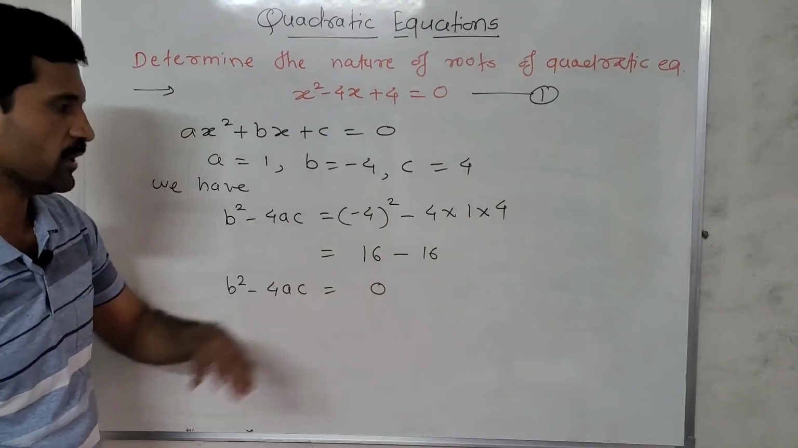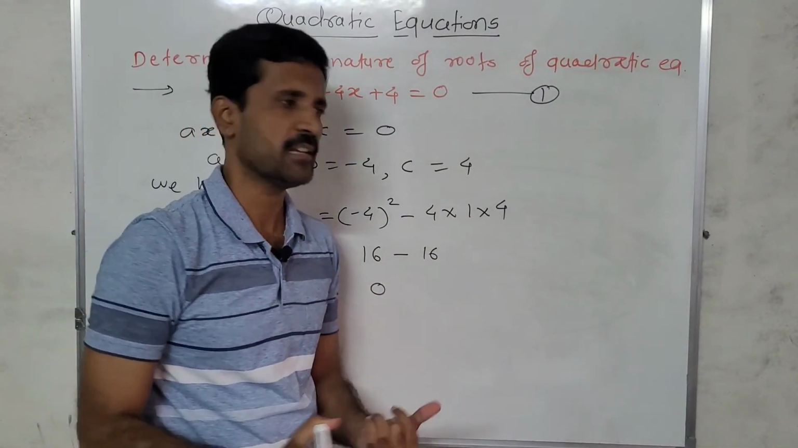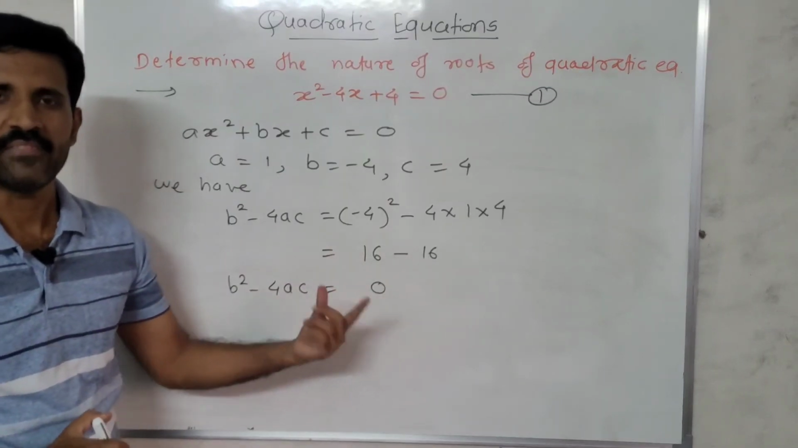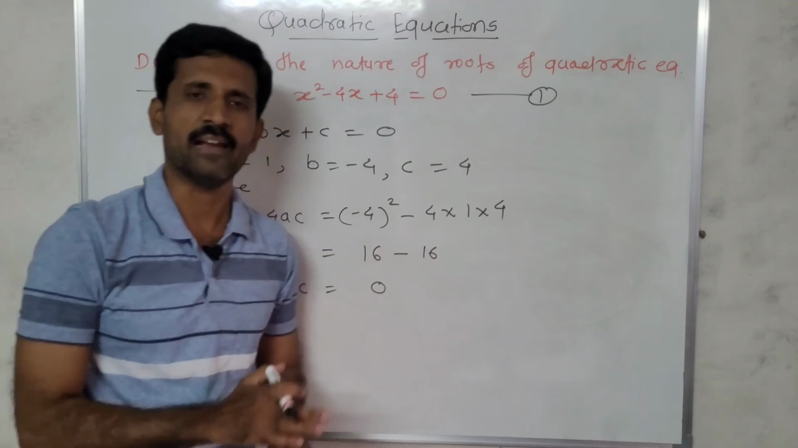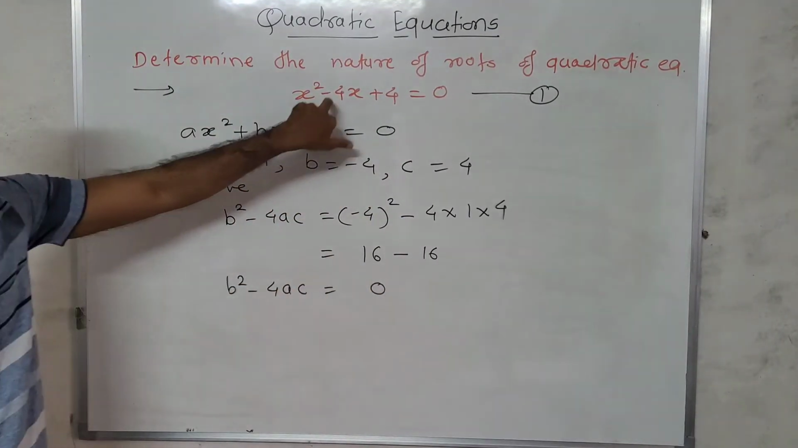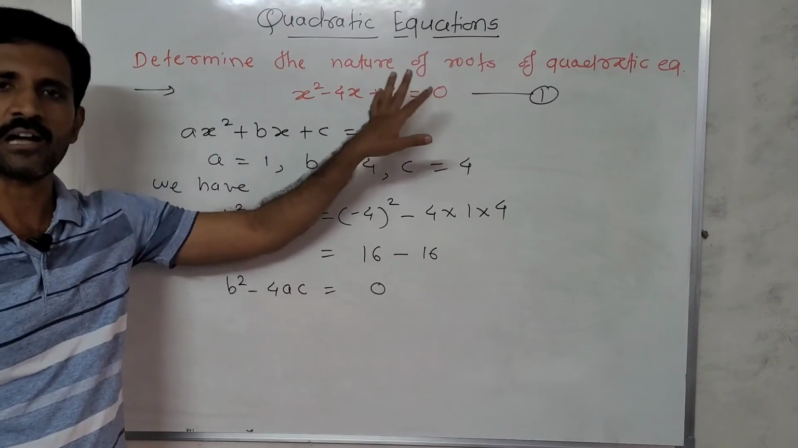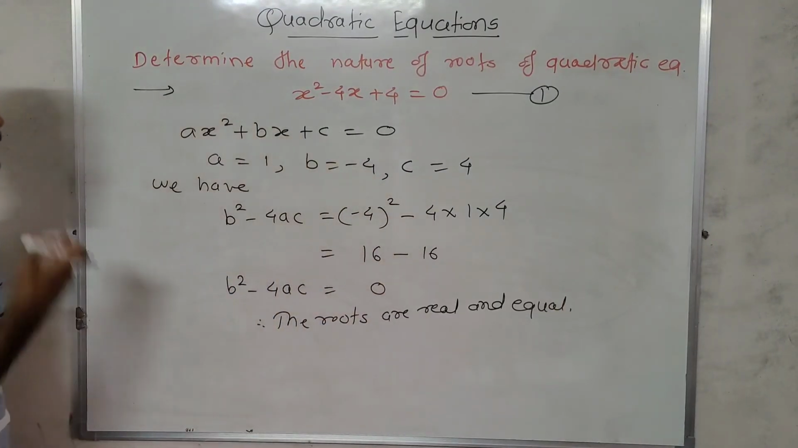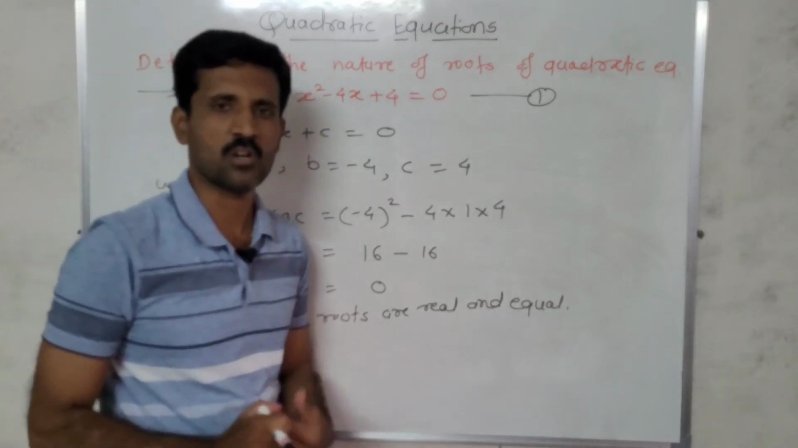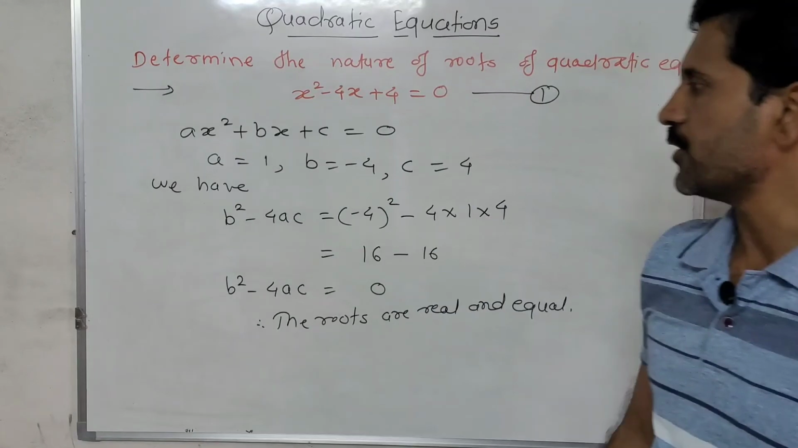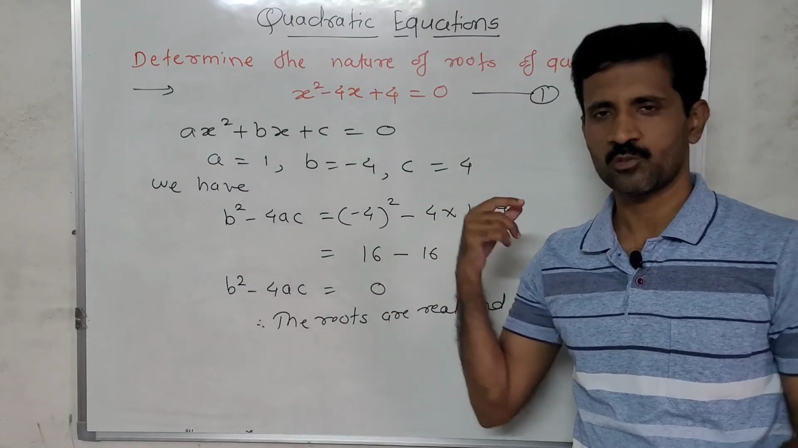And as we have just seen earlier, if b square minus 4ac is equal to 0, in that case the roots are real and equal. So for this equation, x square minus 4x plus 4 is equal to 0, the roots are real and equal. So this is how we can decide the nature of the roots of a given quadratic equation by having the value of the discriminant.